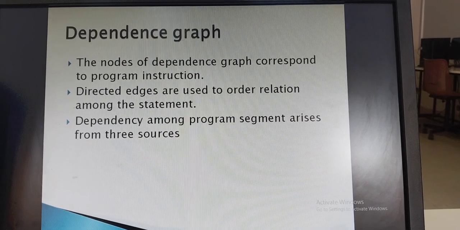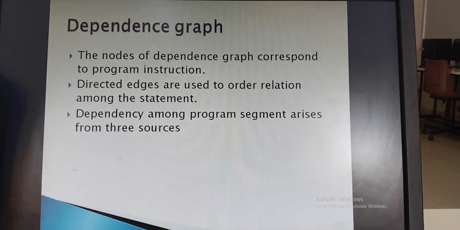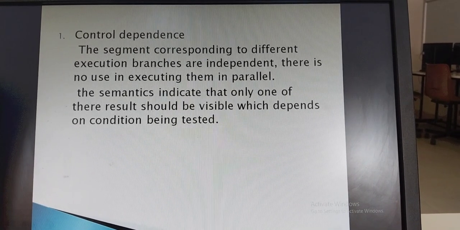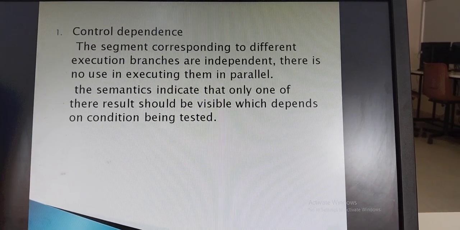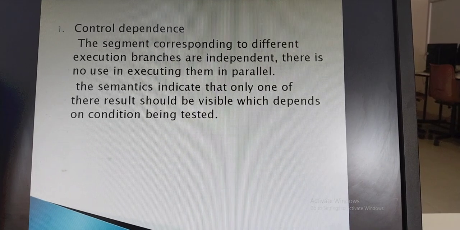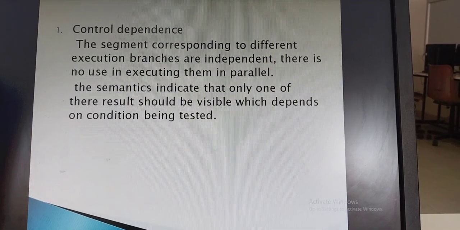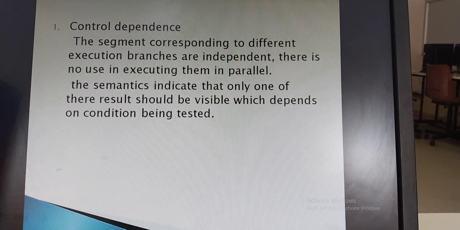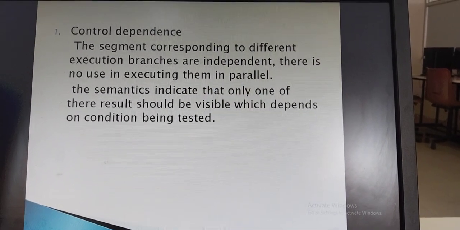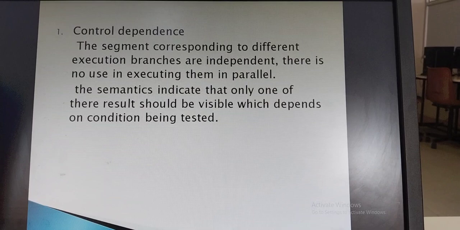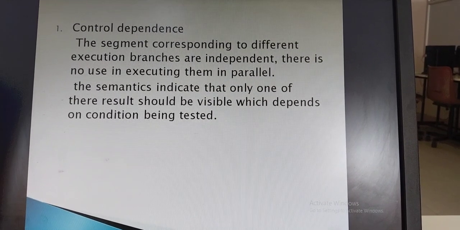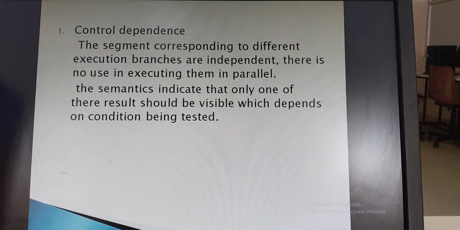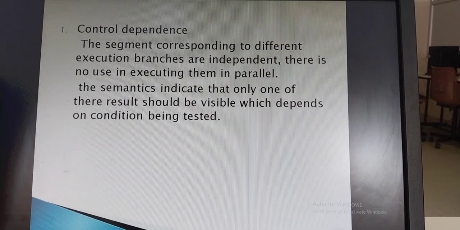Dependency among program segments arises from three sources. So which are the three sources? First source is control dependence. The segments corresponding to different execution branches are independent. There is no use in executing them in parallel. The semantics indicate that only one of their results should be visible, which depends on the condition being tested.